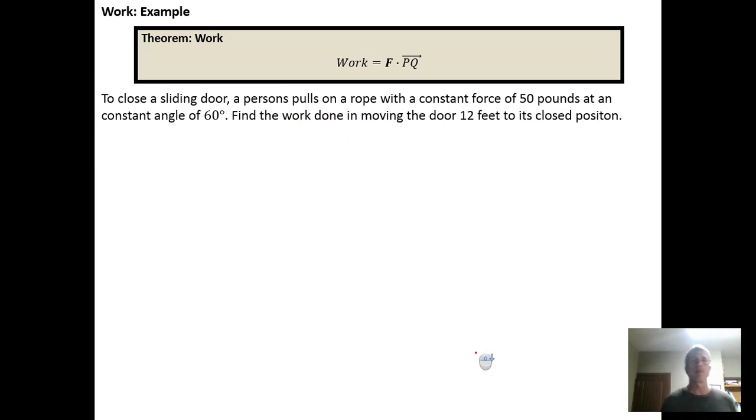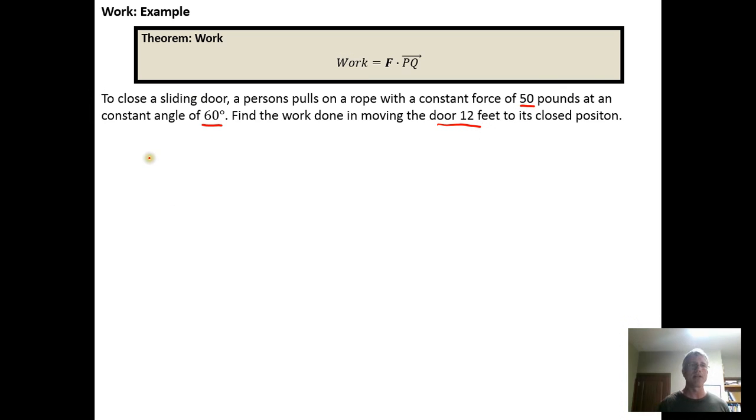So the last example, we have a sliding door that's being closed. It says a person pulls on a rope with a constant force of 50 pounds at a constant angle of 60 degrees. Find the work done in moving the door 12 feet to the closed position.